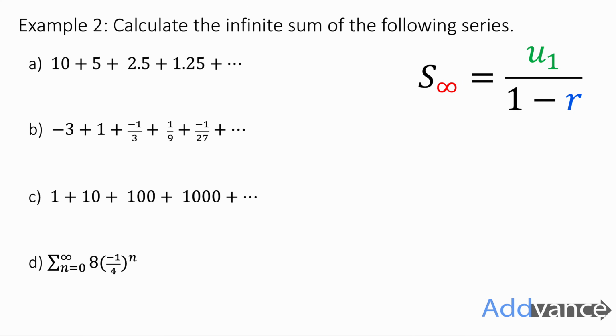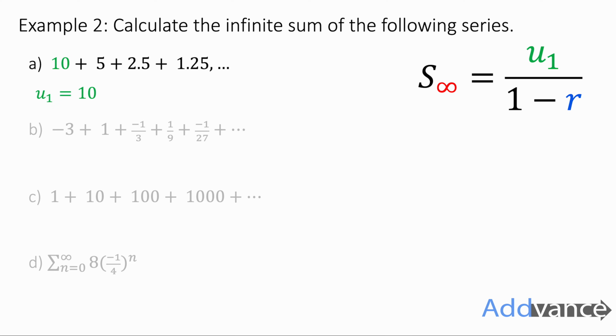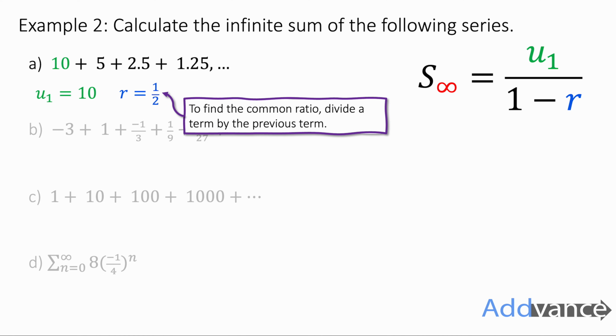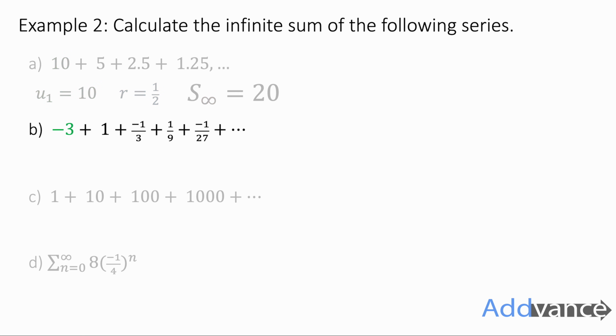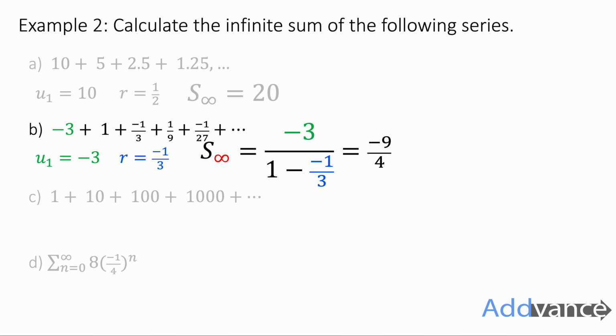Let's use this to evaluate some infinite geometric series. First one, we've got the first term is u1, and the ratio is 5 divided by 10, which is 1/2. We substitute these numbers into the equation for the infinite geometric series, and we get this, which we can calculate to be 20 using our calculator. Next, we've got u1 is minus 3, and the ratio is minus 1/3. Substituting that in, we get this, and again we can type that into our calculator, and we get minus 9 over 4.